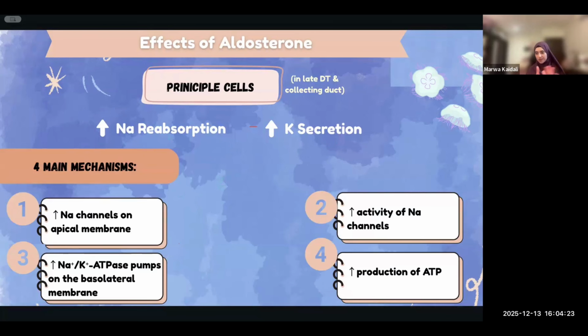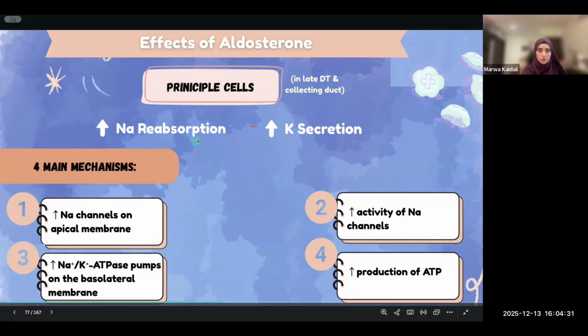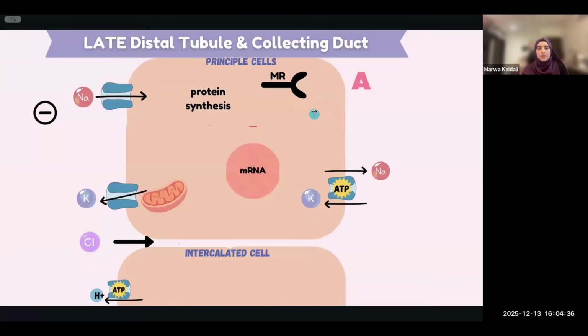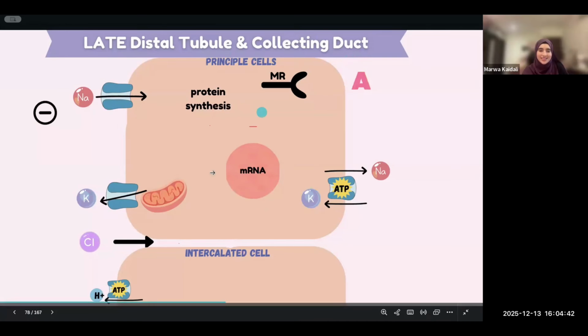We're going to look into it right now, so I know this might be a bit confusing. So let's look at the mechanism behind how aldosterone does all of this to increase sodium reabsorption and potassium secretion. So we have our cell. We are in the late distal tubule and the collecting duct. This is everything that we have seen so far, except, okay, the inside of the cell.